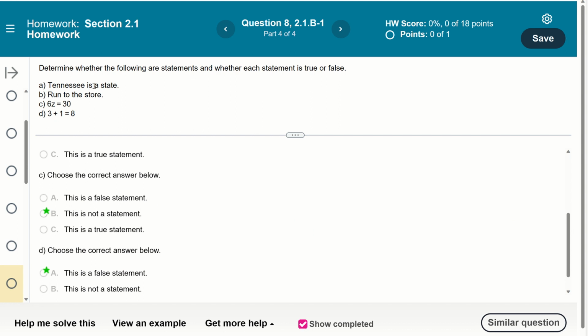All right, looking at these, we're trying to determine if each one is a statement, and if it is, whether it's true or false. The first case is pretty simple. Tennessee is a state. That is obviously a statement and true. The second one, run to the store. Well, that's not really a statement. That's a command, right? So it's impossible to determine whether it's true or false. So it's not a statement.